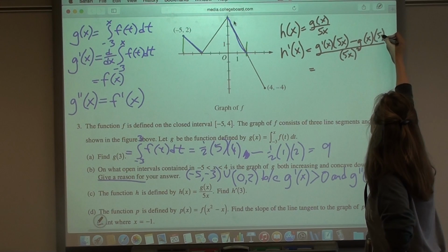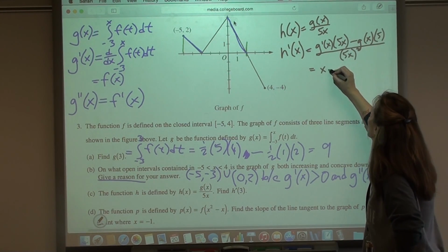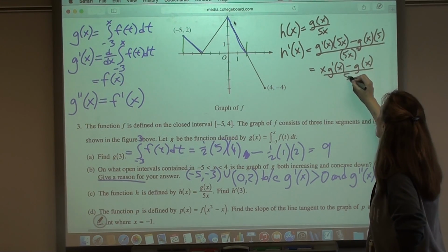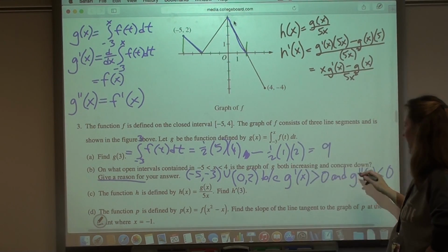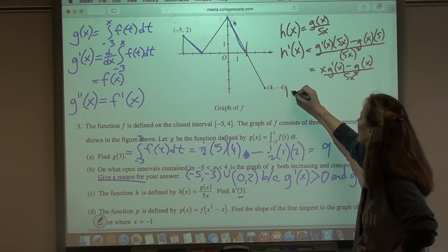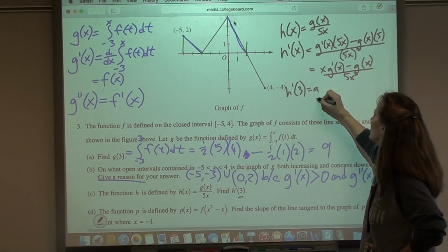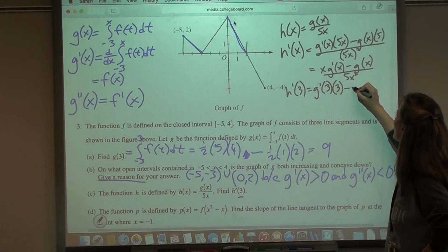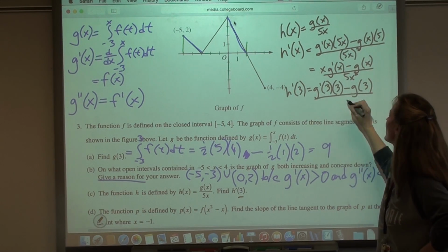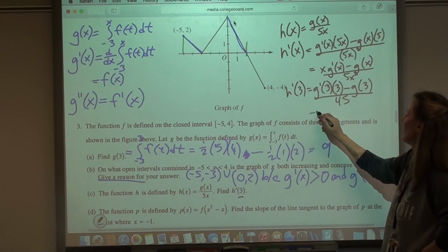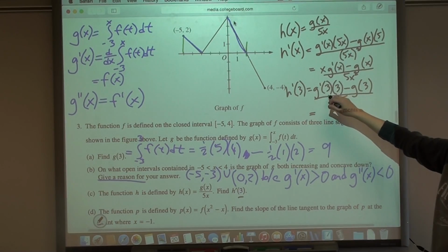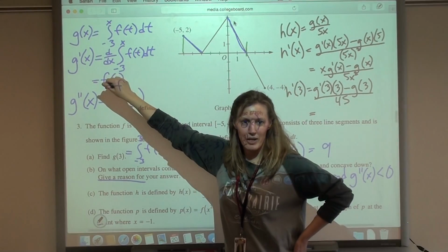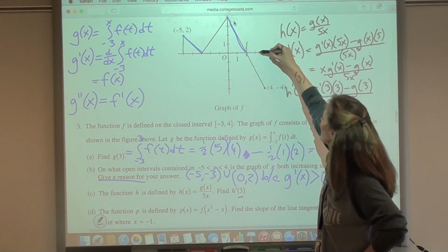I canceled a 5 from every term, so you get x g prime minus g over 5x squared. We want h prime of 3, so plug in a 3. g prime of 3 times 3 minus g of 3, over 5 times 9, which is 45. Okay, g prime of 3 is the same thing as f of 3.